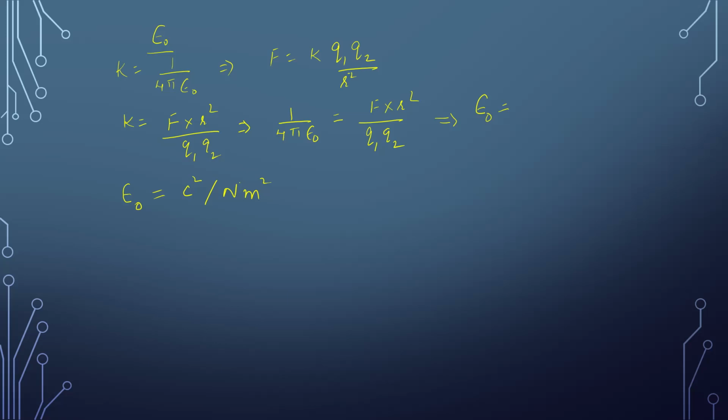So epsilon naught will be equal to q1 q2 upon F into r square. That will be your epsilon naught. 1 upon 4 pi will not have any dimensions. So we can write that down.